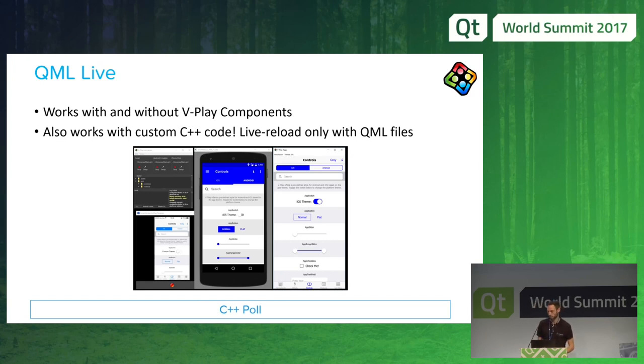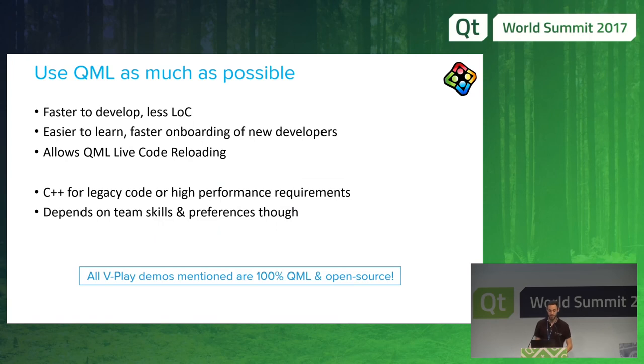One of the productivity tips I'd like to share is that, in my opinion, using QML as much as possible actually speeds up the development time. Of course, it has to do with what your experience level in the team is, how experienced you are with C++, how many C++ developers you have in the team. But generally speaking, it's way fewer lines of code that you need in QML. It's easier to learn, easier to onboard new developers and join the team, and also easier to understand and read. And especially it allows QML Live code reloading.